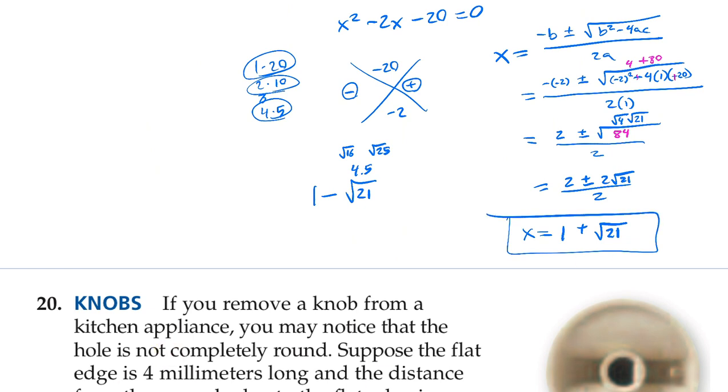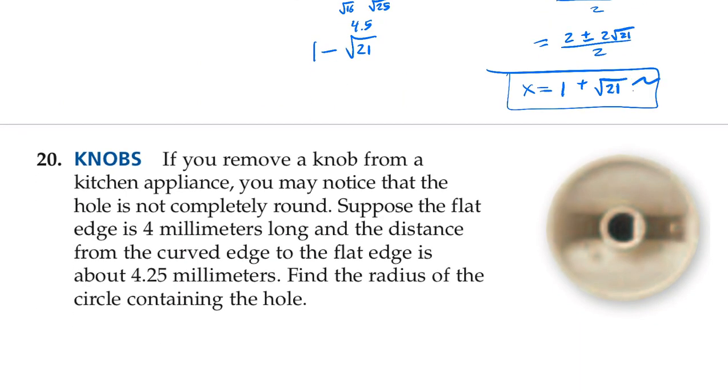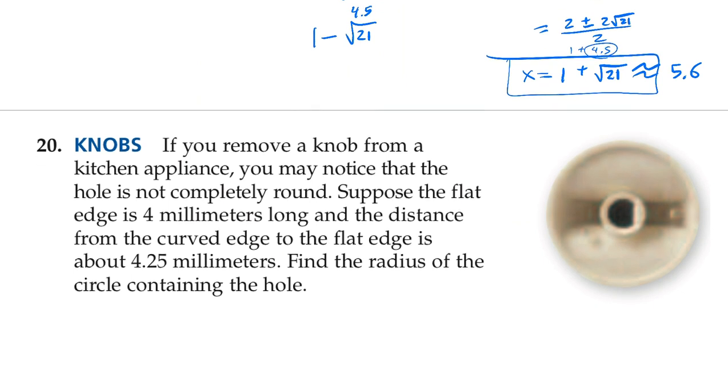I just even looked at the answer in there. Yeah, that is the answer. They approximate it to 5.6 because that was about what we got, 1 plus 4.5-ish. You just have to punch that in a calculator and see what the square root of 21 is.